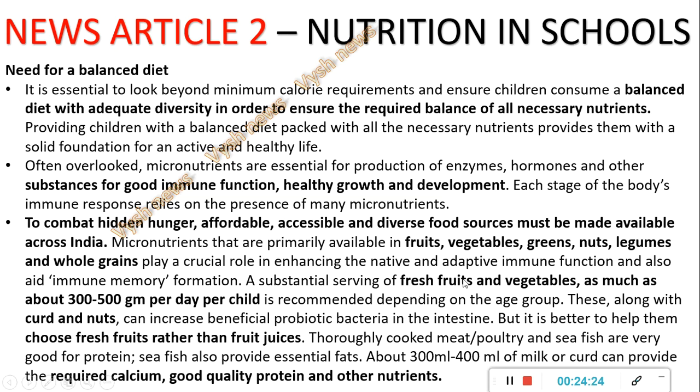Now in the remaining things, it's told, okay, your memory will improve, your immunity will improve if you eat fresh fruits and vegetables. That too, they have given numbers, not very important, but for your mains answer you can use it. Like 300 to 500 gram per child, this much fruits and vegetables is needed. Then you have to eat fruits rather than fruit juices. Then 300 to 400 ml of milk or curd is required, which will give you the calcium and proteins. Okay, they have given everything like this.